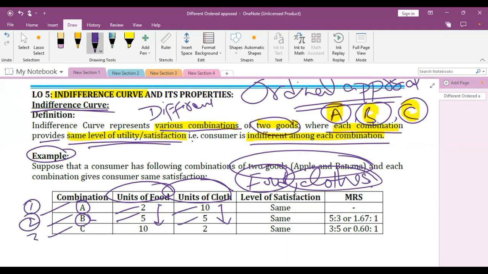Now move to the third combination. The consumer is rational and wants to continuously increase units of food. So he will increase units of food from 5 to 10. In order to increase the units of food, you must decrease the units of cloth in order to keep the satisfaction the same. So the units of cloth will be decreased.